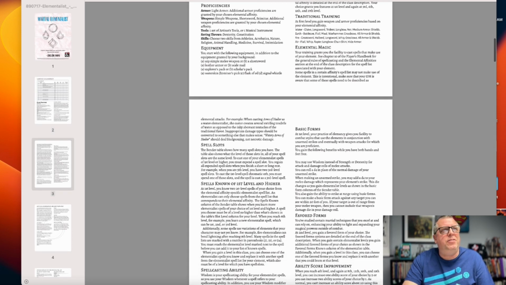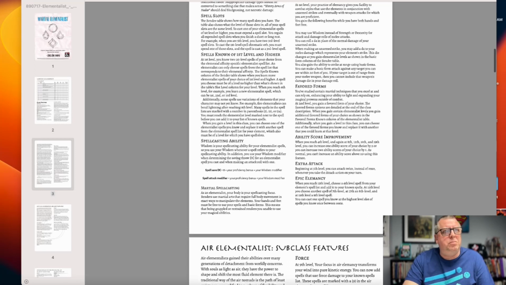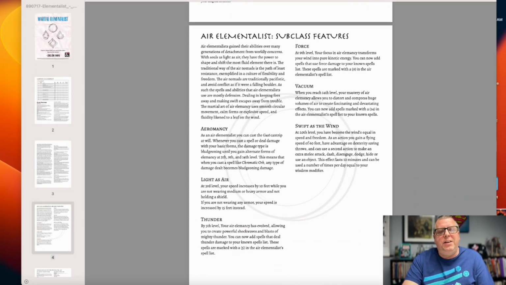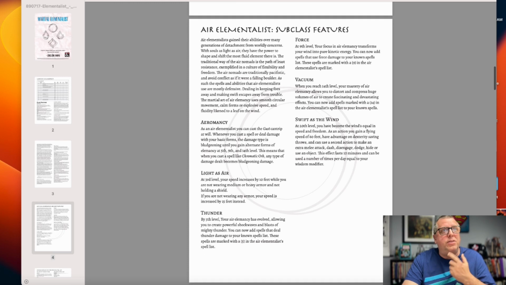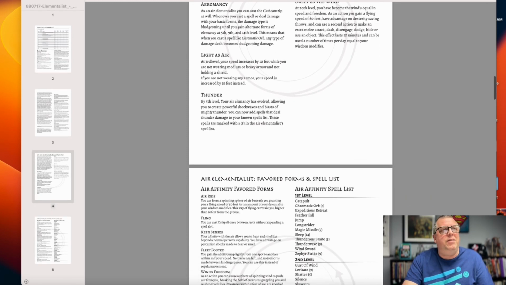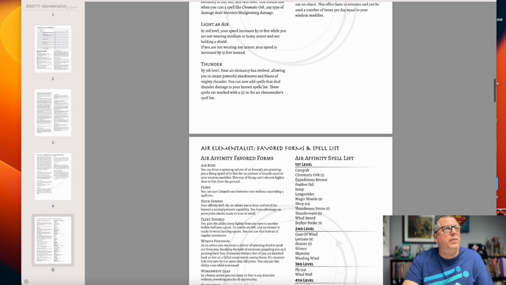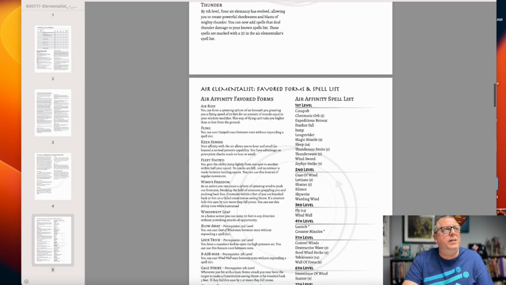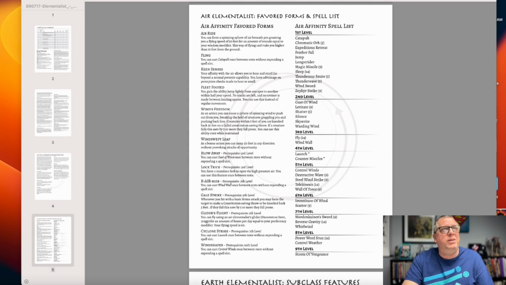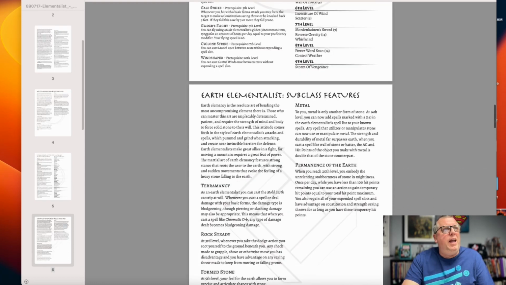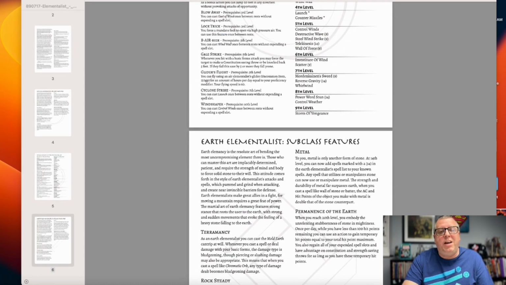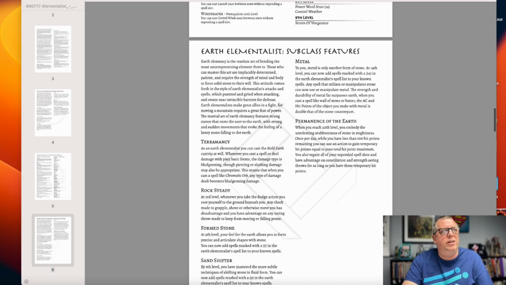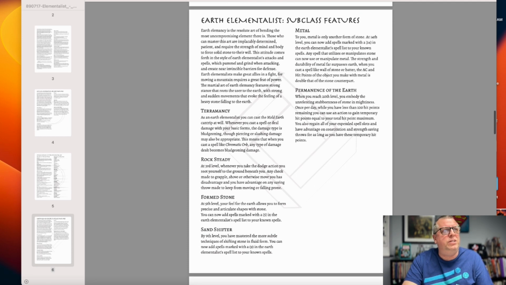Gives you all your basic stuff there: traditional training, elemental magic, talks about spell slots, your basic forms, and then it gives you your core elementalists. You have the air elementalist subclass features, you have aeromancy, and then you have all the abilities that go with that: light as air, thunder, force, vacuum, swift as the wind. And then you have favored forms and spell list, gives you all the spell lists you need there. And I do notice that you have to have prerequisites there. So that's kind of a nice feature. I don't mind prerequisites. I think it slows players down from advancing too much and too far too quickly. So I like having prerequisites. That's not a bad thing.